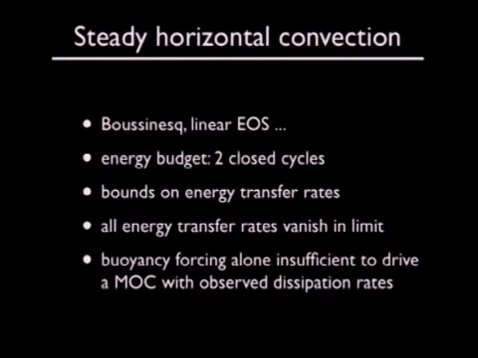Just to conclude, in steady horizontal convection, if we stick with the Boussinesq statement of the dynamics with a linear equation of state, an energetics analysis, of course, can't tell you everything, but it can tell you something. And when you break it apart carefully, it gives you an energy budget which consists of two closed cycles linking the internal and the external energies with the mechanical energy of the system. We have formal bounds on the energy transfer rates on both cycles, and all of these energy transfer rates vanish in the limit that kappa goes to 0.